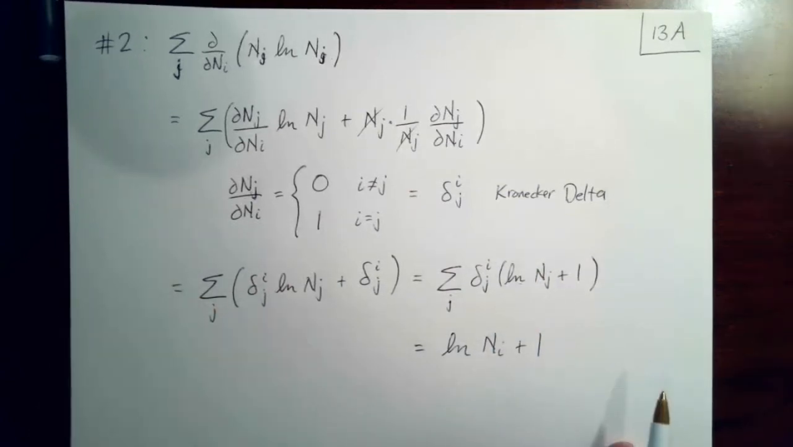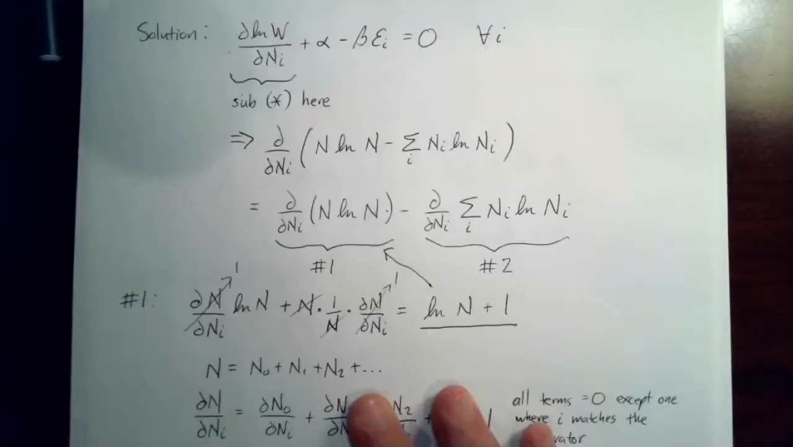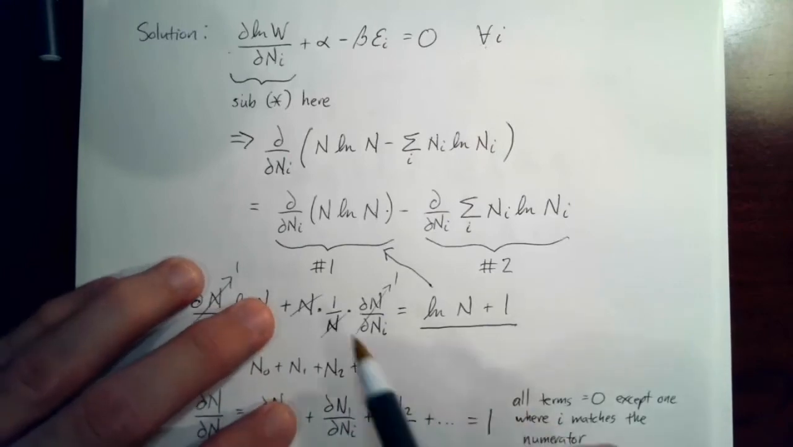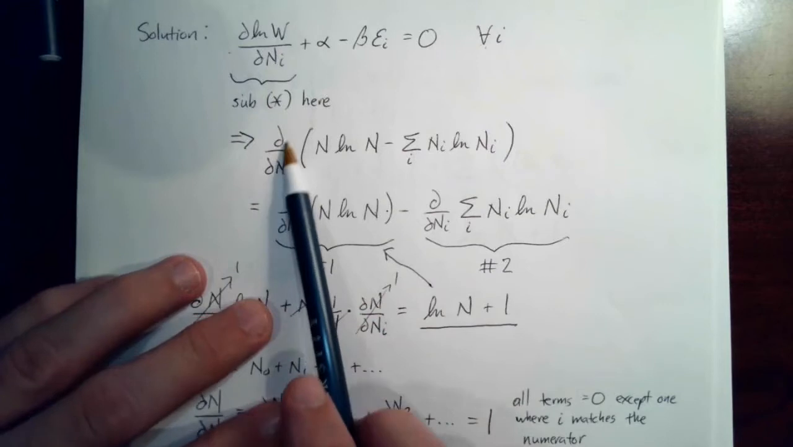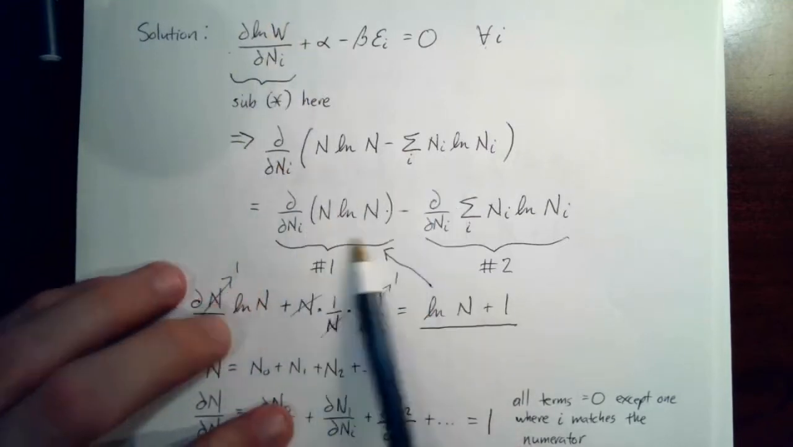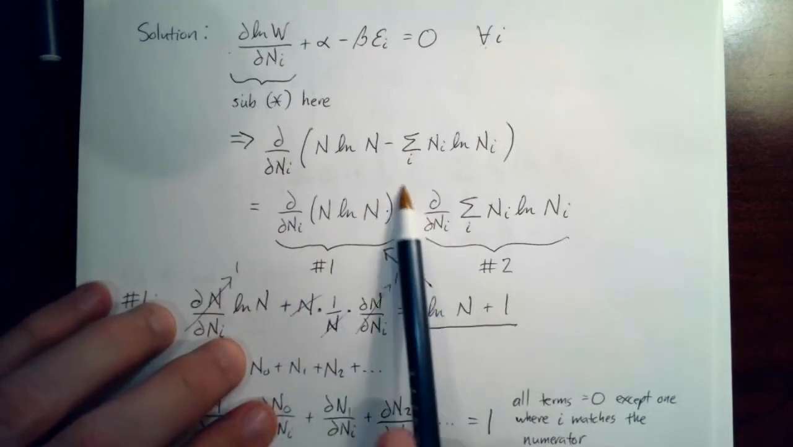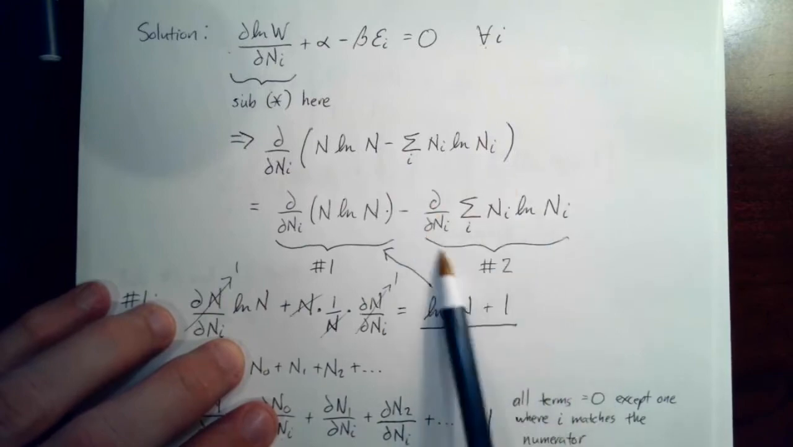So now let's take number 1 and number 2 and put them back into our previous equation. Just to remind you what we started with: the derivative of the natural log of W, and then we substituted our equation for the natural log of the multiplicity, and we ended up with term number 1 minus term number 2. Okay, so let's put that together.